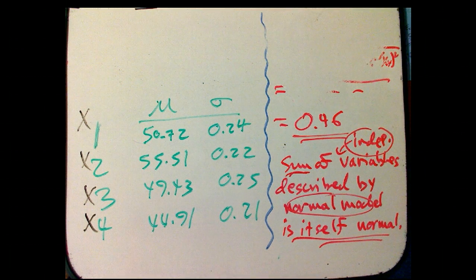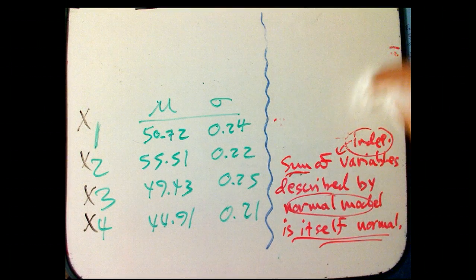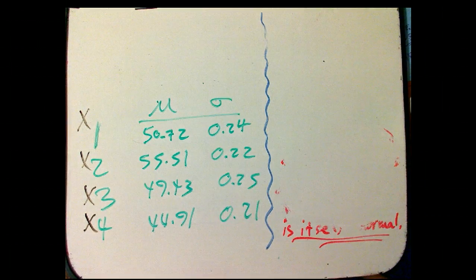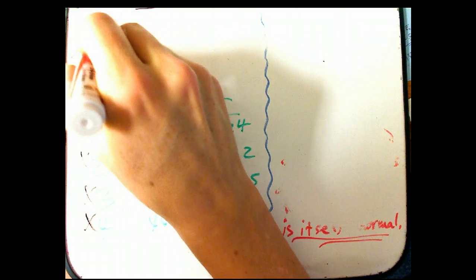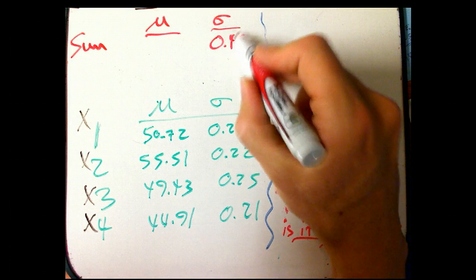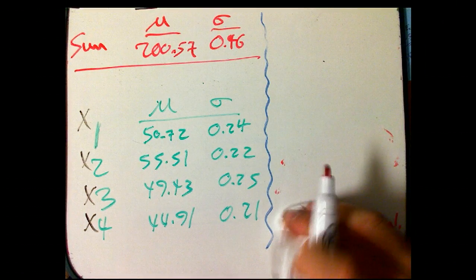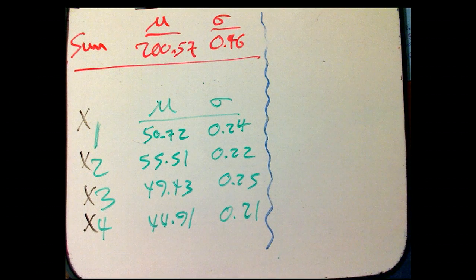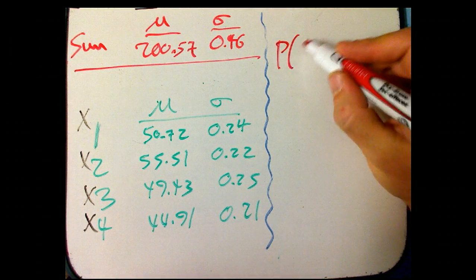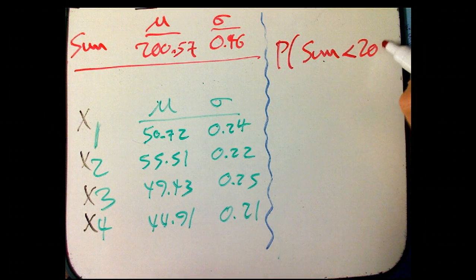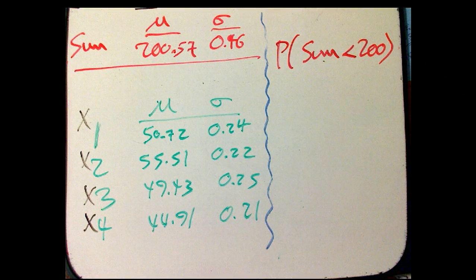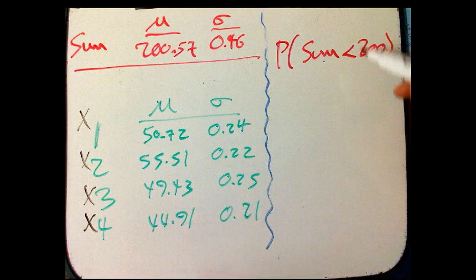Let's see. 0.46. Let me actually put over here the sum. We've now got a new normal model for the sum, 0.46, and the mu, I still have it on the calculator, thank goodness, 200.57. Okay. So that allows us to answer questions like this. What's the probability that the sum is under, let's say we want to get the magic mark of 200 seconds. We expect that might be the winning time. That's our goal. What's the probability that's going to happen?